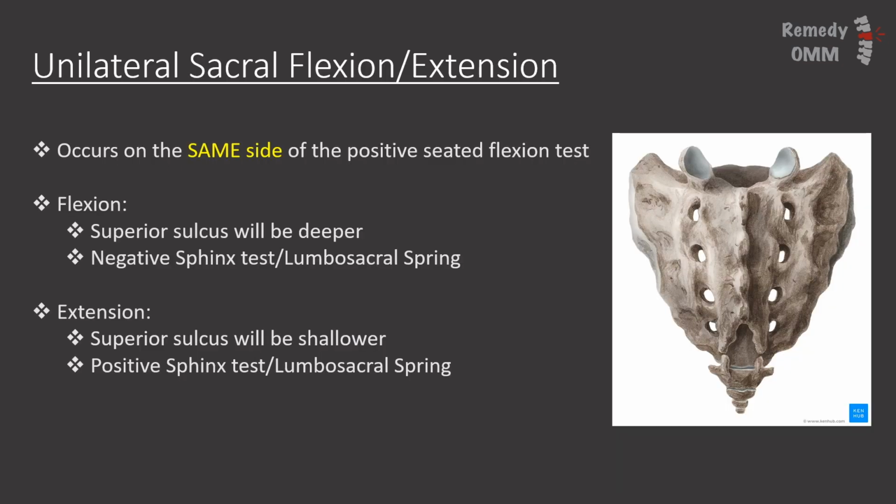For a unilateral sacral flexion or extension dysfunction, recall that these occur on the same side as the positive seated flexion test. On palpation of the sulci, you'll notice that one is deeper or shallower than the other, and that will clue you in to whether you have a flexion or extension dysfunction. For flexion dysfunctions, we have a negative lumbosacral spring test and sphinx test, which I'll get to, and what they are, on the next slide. And for extension dysfunctions, we will have a positive spring and sphinx test.